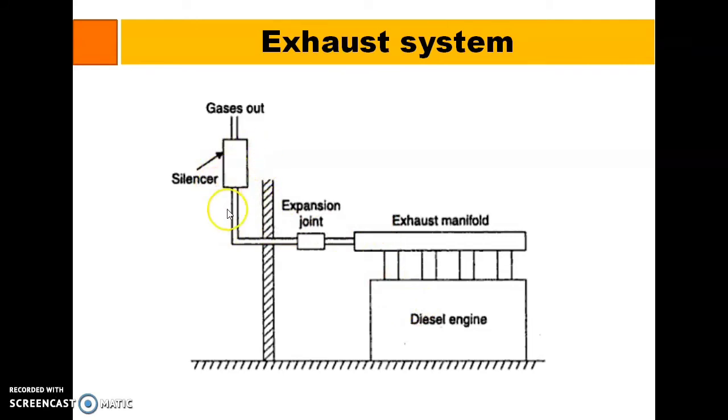The silencer is placed in the exhaust system to reduce the noisy operation, the noise exhausted from the diesel engine. So this is how the exhaust gases are exhausted to the open atmosphere, and to reduce the noisy operation, the silencer is used. So this is how the exhaust system works.